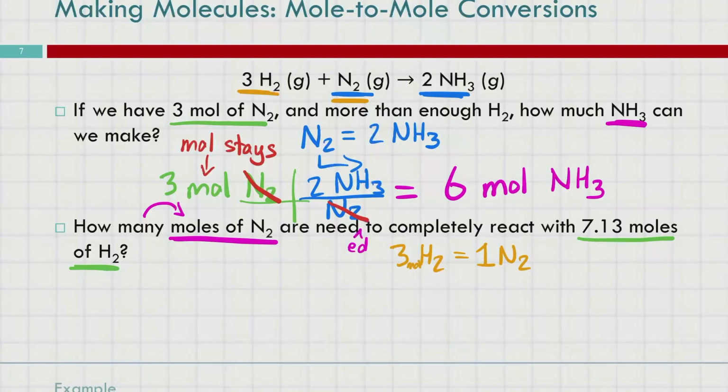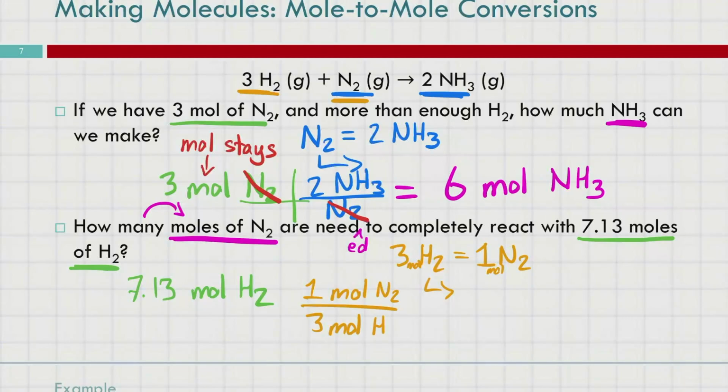I'll write in the moles this time. Since we're starting with moles of H2, we need to use the form of the conversion factor that will cancel out our moles of H2. So moles of H2 needs to be on the bottom. That looks like this. 1 mole N2 over 3 moles H2.